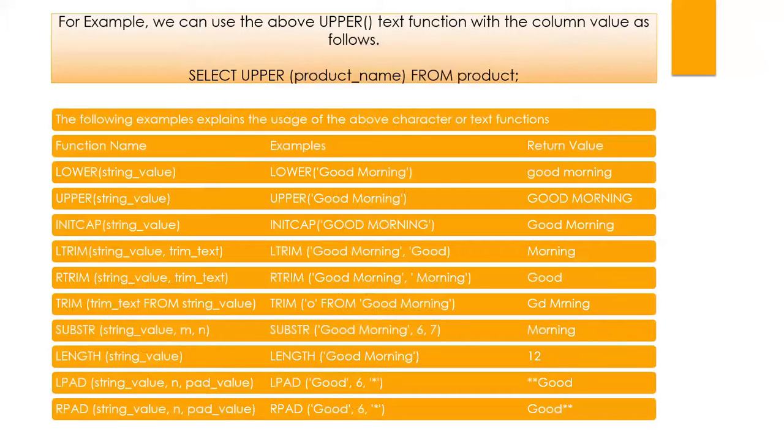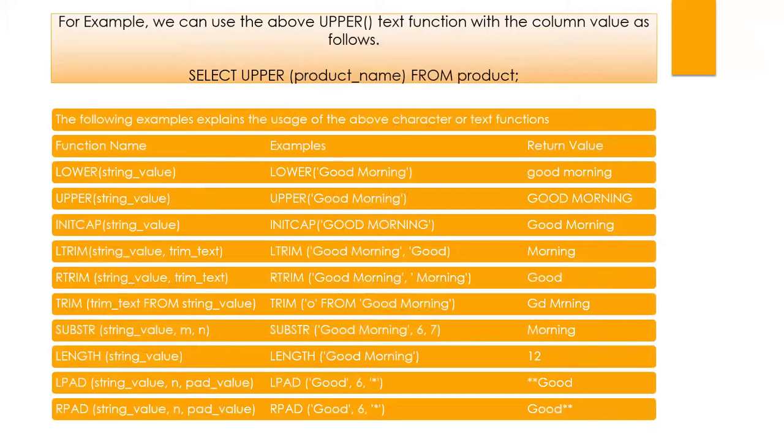Okay. Next, Ltrim of string value, comma, trim text. So Ltrim of 'good morning', 'good' removes the word from 'good morning', so the output is morning. Rtrim of 'good morning' removes the string 'morning', so the output is good. Trim the O from 'good morning': all the O letters are removed from the 'good morning' string.